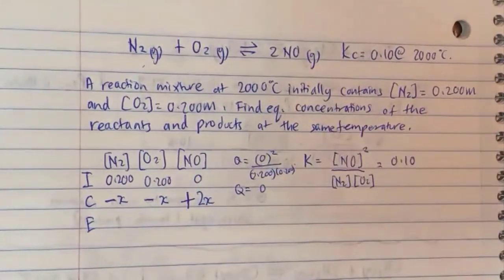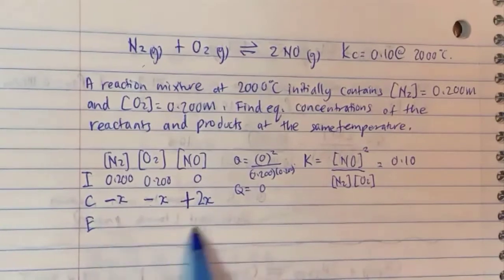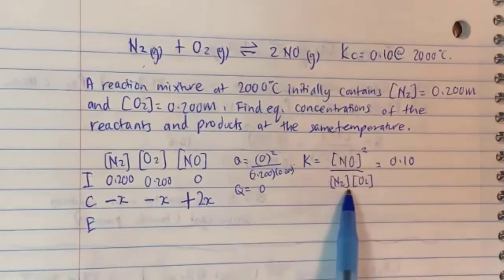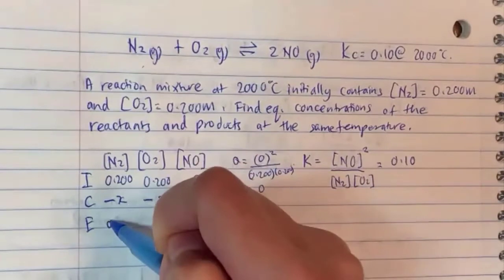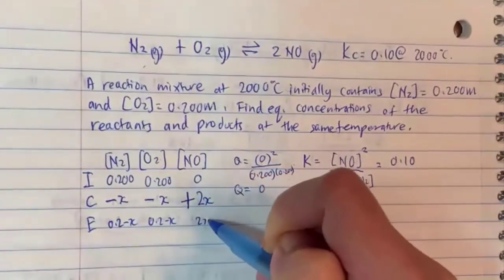So now it looks kind of the same as what we did before, except we don't know the value of x. That's the only difference. If you had one of these numbers, you could have back calculated what x is, and all these would become numbers, but we don't. So we have to solve for x now. One way we can solve for x is we know K. We know K equals 0.1, so I'm going to put in equilibrium terms. This is 0.2 minus x, 0.2 minus x, and this is 2x.